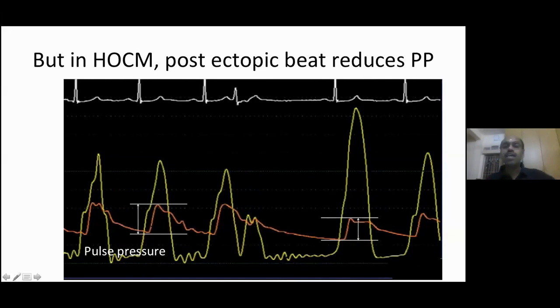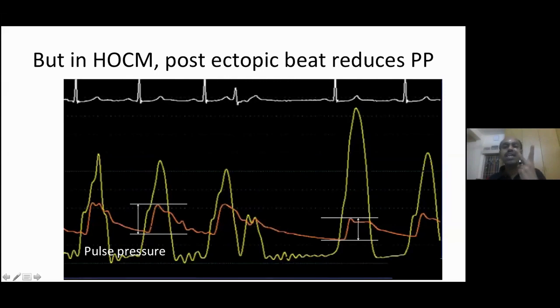This high LV contractility in the face of left ventricular outflow tract obstruction results in marked potentiation of the LV systolic pressure. In hypertrophic cardiomyopathy, the left ventricular outflow tract obstruction depends on two factors. Number one is the contractility. So when the contractility increased in the post-ectopic LV beat, the higher contractility resulted in higher left ventricular outflow tract obstruction, worsening the LVOT gradient.